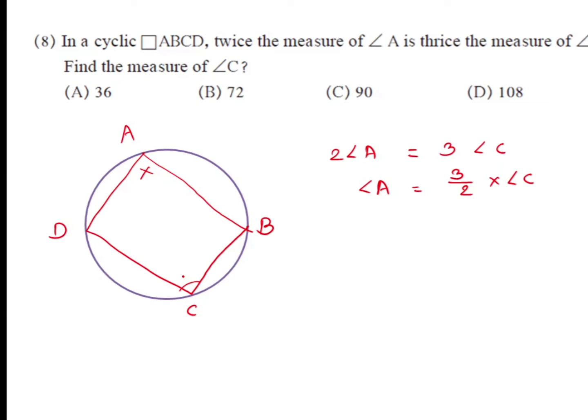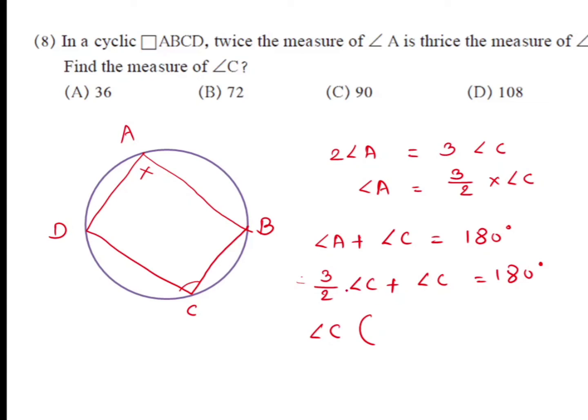we know that opposite angles of cyclic quadrilateral are supplementary. That means angle A plus angle C is equal to 180 degree. Instead of angle A, we can write 3 by 2 angle C. It is 3 by 2 into angle C plus angle C is equal to 180 degree. Now if we take angle C common from both of these two terms, in bracket we should have 3 by 2 plus 1 is equal to 180 degree.